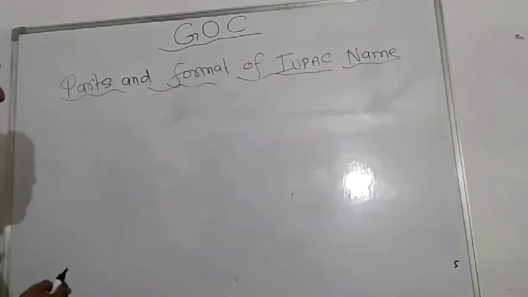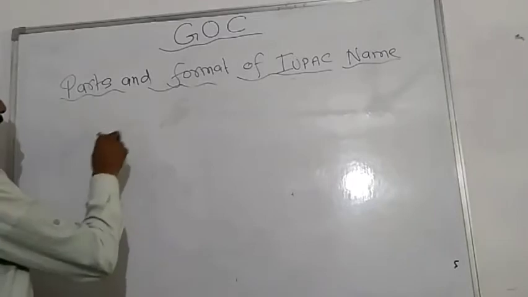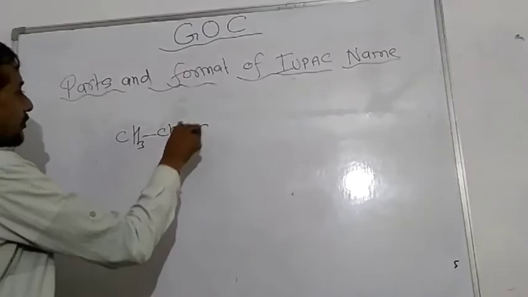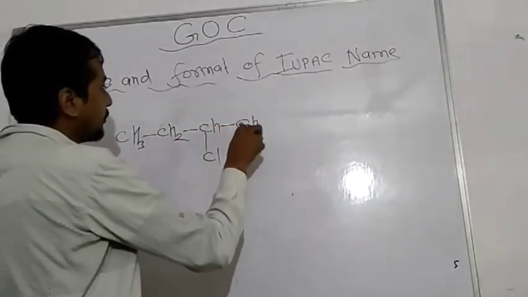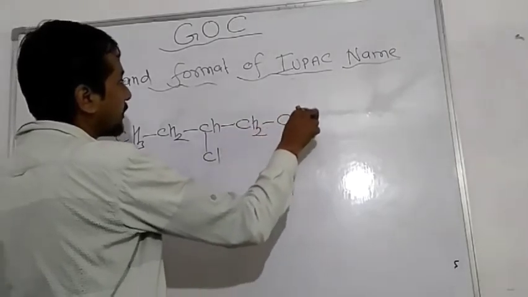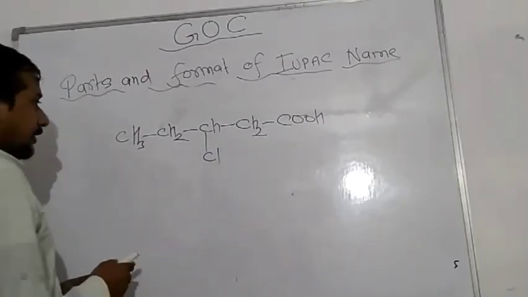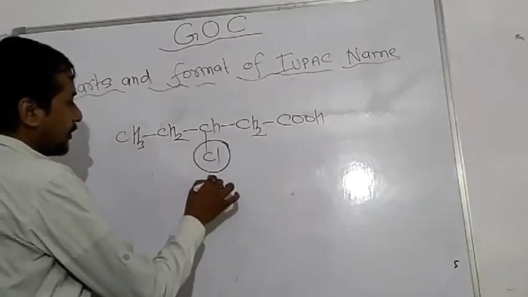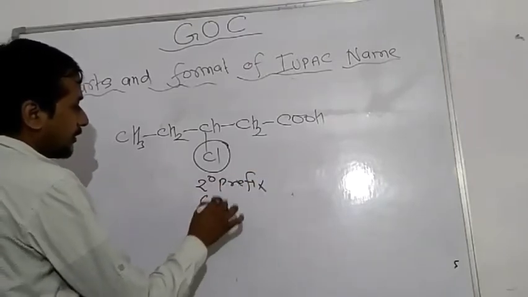Now one more example to better explain the parts and format of IUPAC nomenclature. Here the given compound is like this: CH3, CH2, CH, single bond Cl, single bond CH2, single bond COOH. So look here, again write the parts and format of nomenclature. Here Cl is a side chain, a branch, and it is basically a 2 degree prefix, and the name of this is chloro.